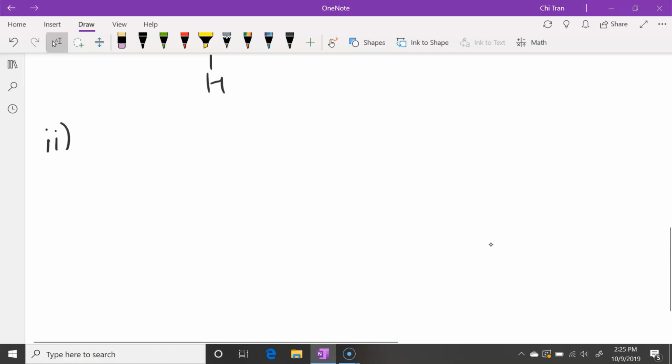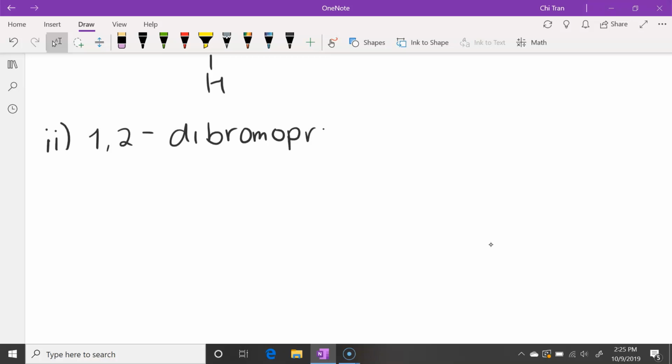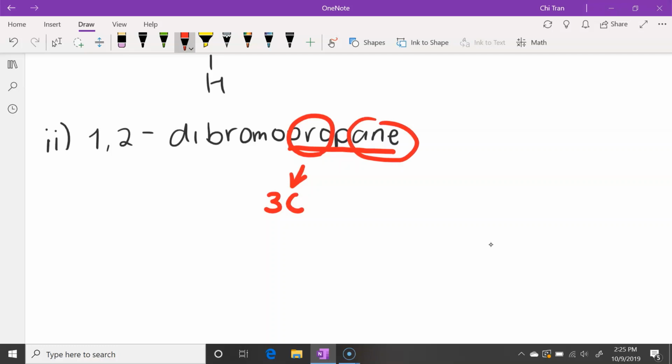Moving on to the second question, we have 1,2-dibromopropane. Again, we need to look at the last part of the name, which is propane. That tells us the longest carbon chain. So the word prop tells us that there are 3 carbons, and the suffix ane tells us that it is an alkane. So all single bonds here.